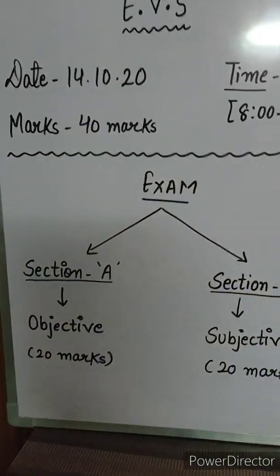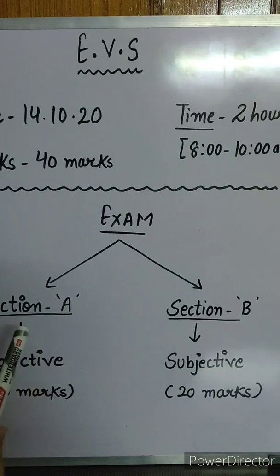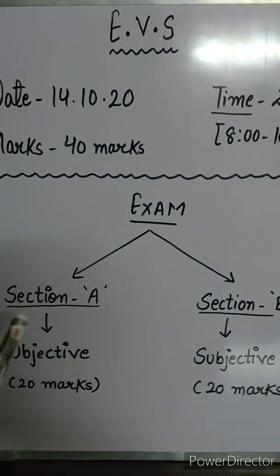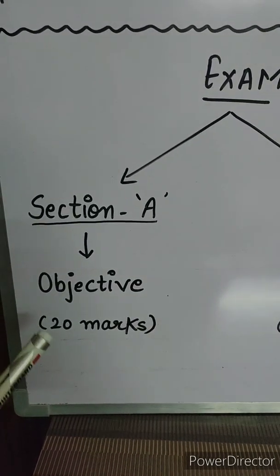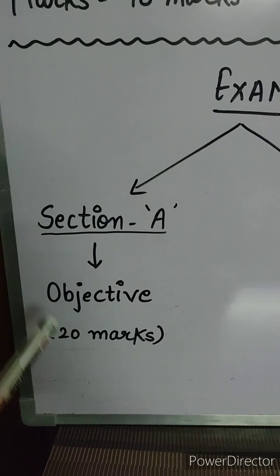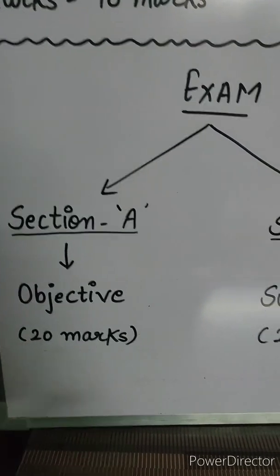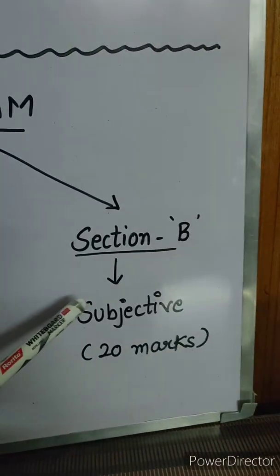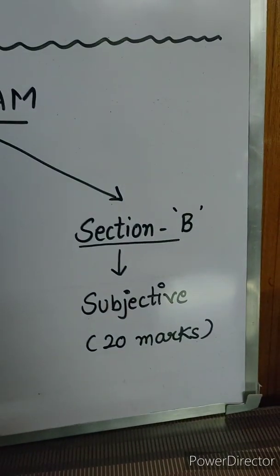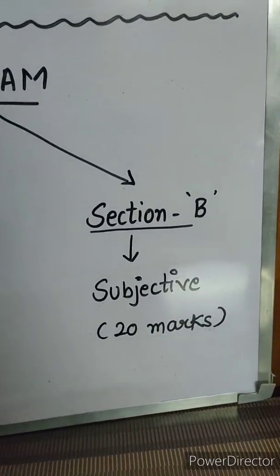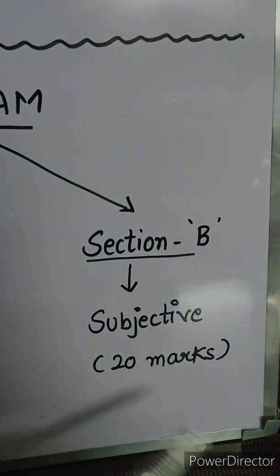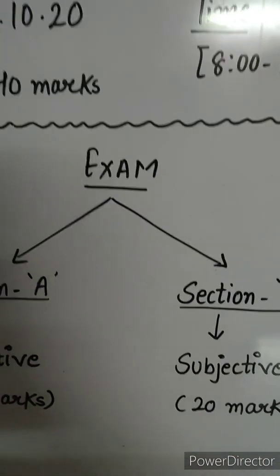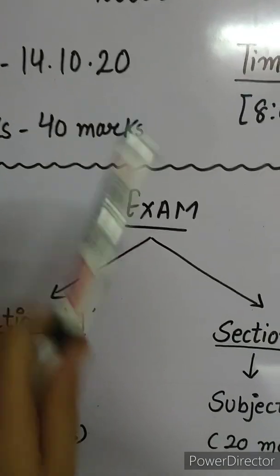Now, students, your EVS exam will be divided into 2 sections, Section A and Section B. Section A will be objective type. That means only tick mark questions will be there, and that section consists of 20 marks. Section B is subjective type. That means you will get the questions and you have to write down their answers on A4 size sheets, and that section also consists of 20 marks. So the total EVS exam is of 40 marks.